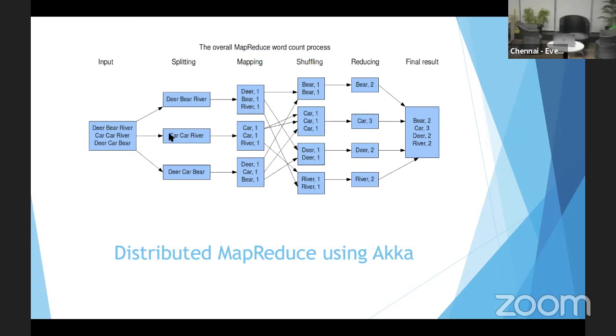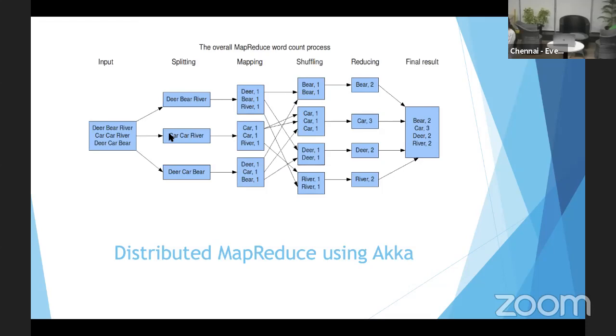Say I have a file with a bunch of lines and a bunch of words. I need to find the word count. There's a splitting stage, which will split it line by line. There's something called a map stage. For each partition, it will find out word and the frequency of the word. Deer one, bear one, river one, etc. So in each partition, we'll get word and that frequency.